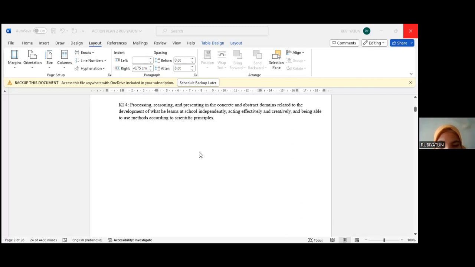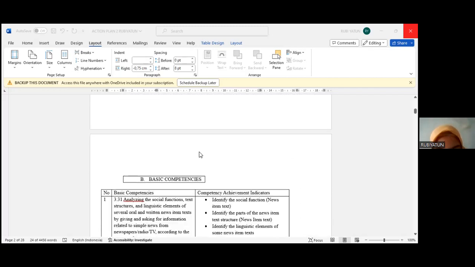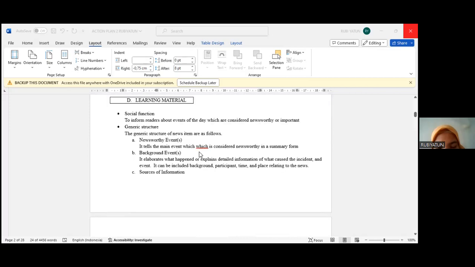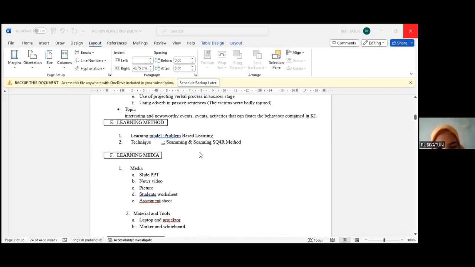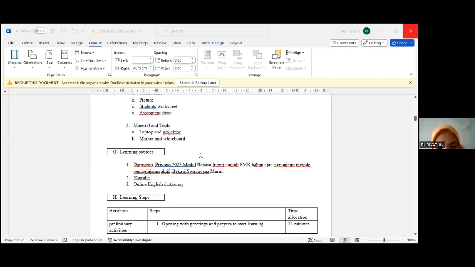Miss Rubiatun, did you give instruction to your students before they read or analyze? What must your students do? Did you give instruction to your students, for example, look at the title of the news, and then find what the character is in this news, and so on?